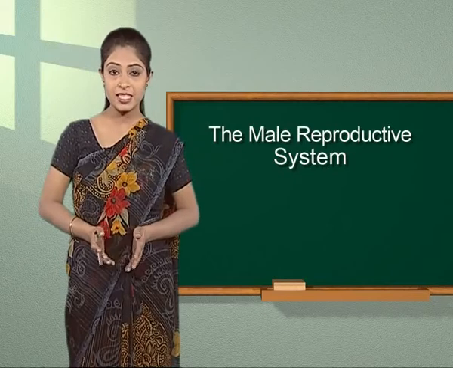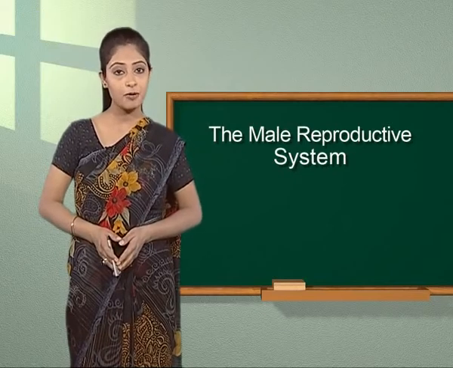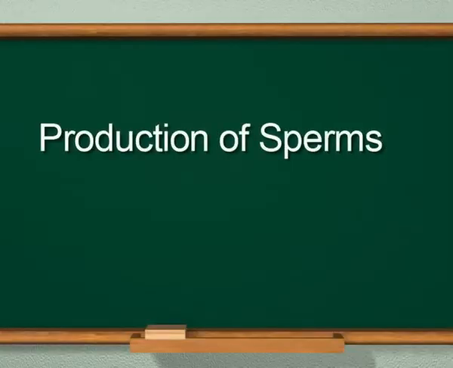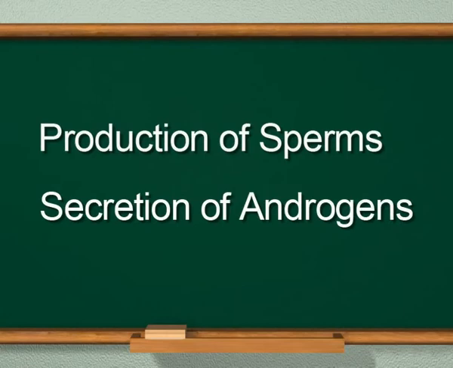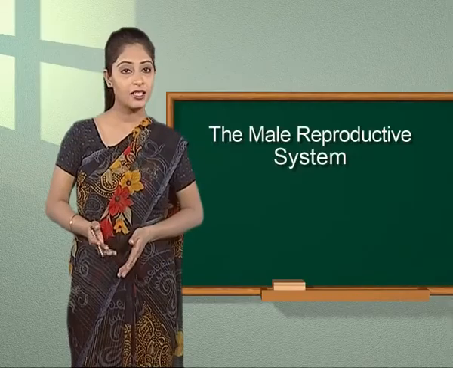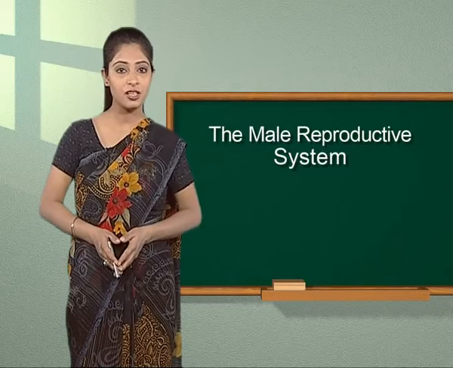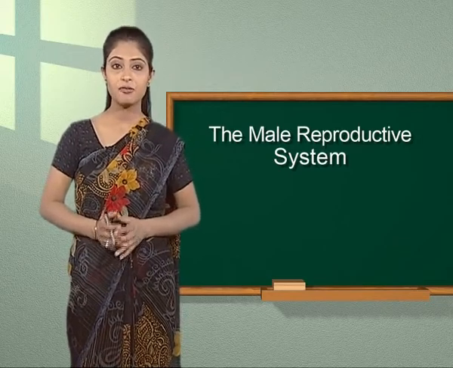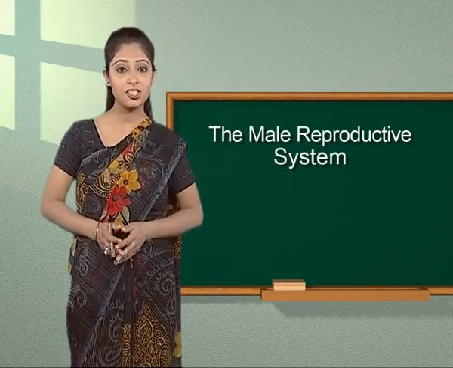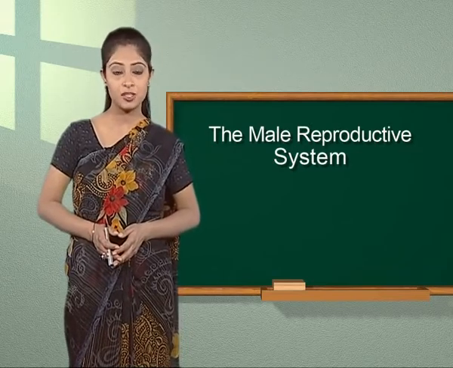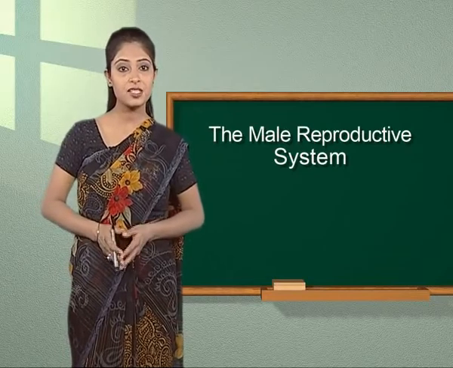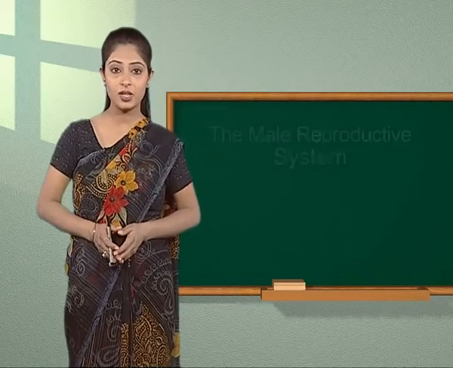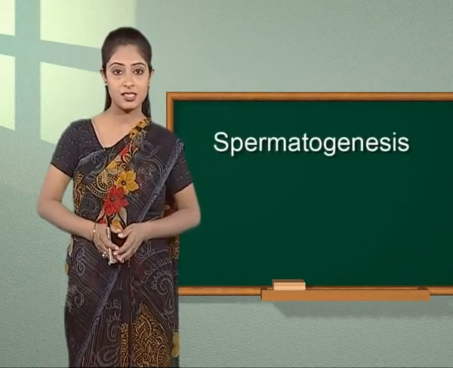As far as the functional aspect of this system is concerned, it performs two major functions: production of sperms and secretion of androgens. Testosterone is the main androgen produced by the testis. In fact, manufacture of mature sperms begins in the germinal cells of the seminiferous tubules, and the complete process of the production of spermatozoa within the testis is known as spermatogenesis.